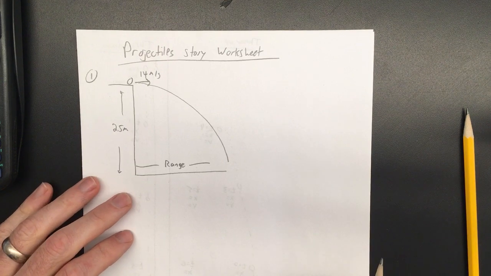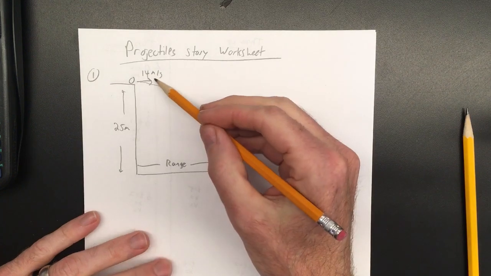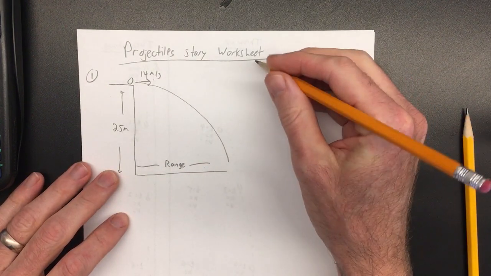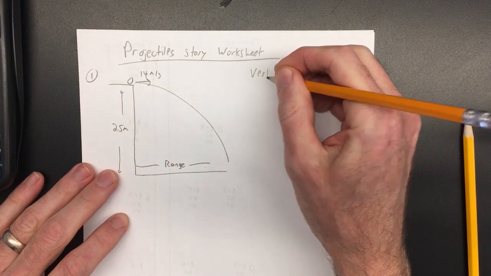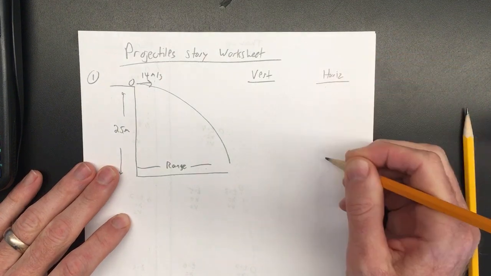So this is problem 1, and this is a horizontal projectile problem. We've got a speed of 14 meters per second and a height of 25 meters, and we're supposed to try to find the range. So what are we going to do here? We're going to set it up in a vertical direction and a horizontal direction. We're going to keep them separated.